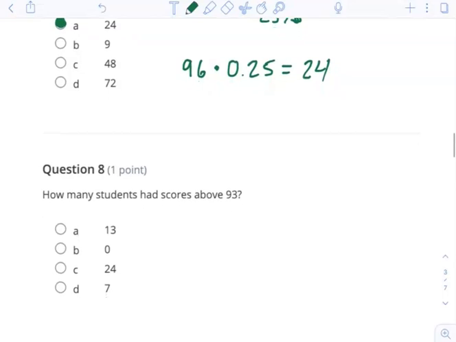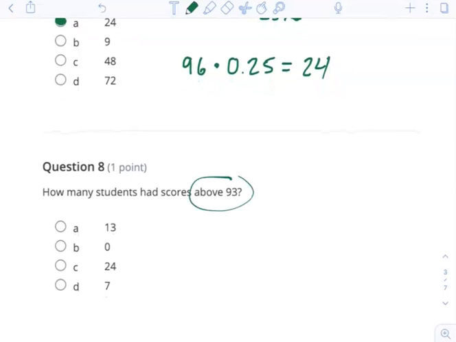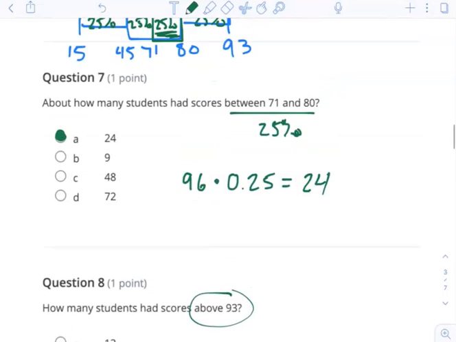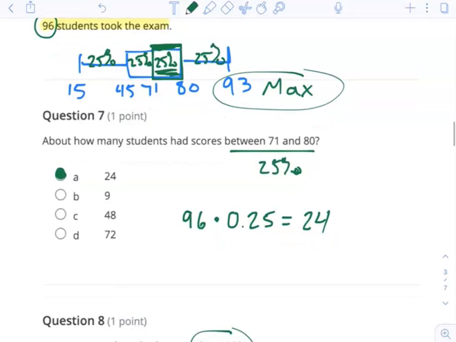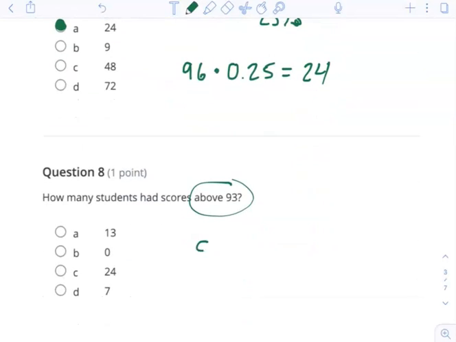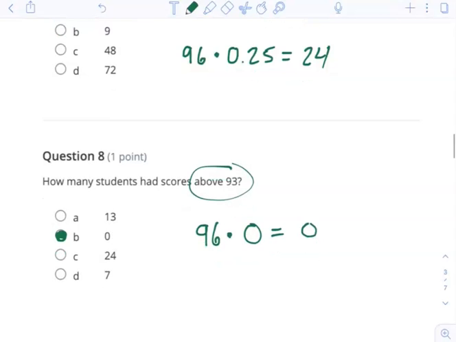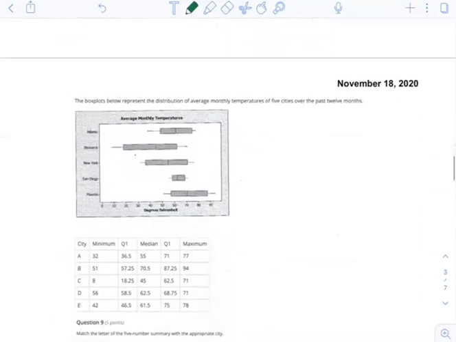How many students had scores above 93? Well, what's 93? 93 is the max. That means nobody got higher than 93. So 0% of the people had higher than 93. So 0 is the answer for this one. Let your teacher know if you have questions on those ones.